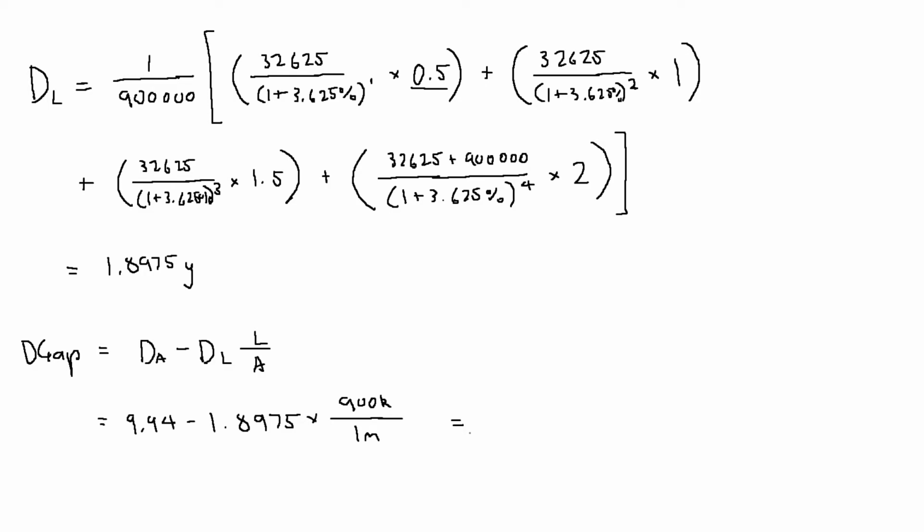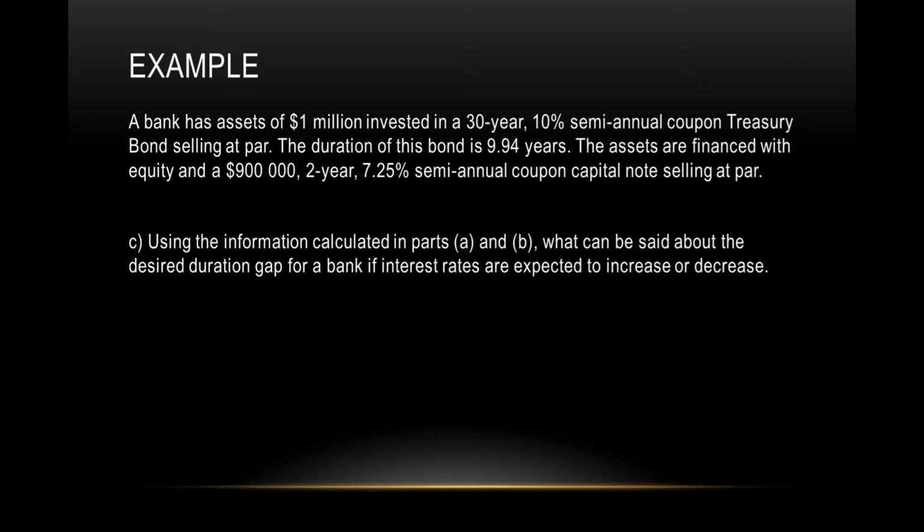So this calculation should give you 8.23225 years. Okay, we're halfway there. Part C. Using the information calculated in parts A and B, what can be said about the desired duration gap for a bank if interest rates are expected to increase or decrease?